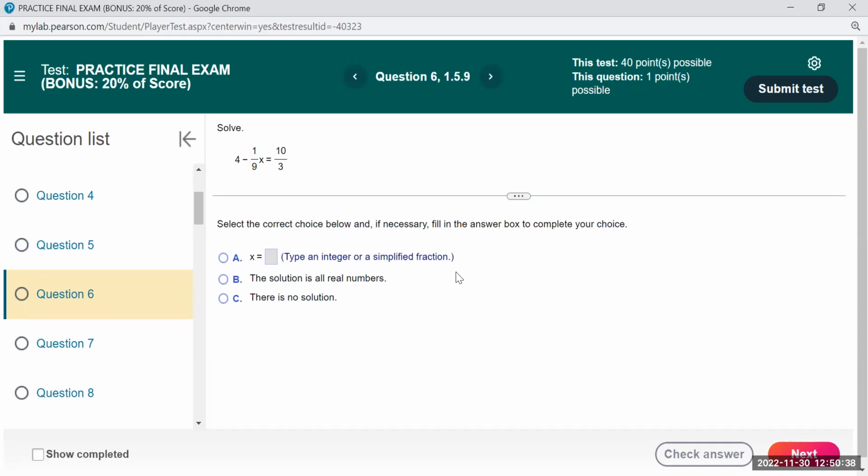Six. Solve this equation. 4 minus 1/9x equals 10/3.